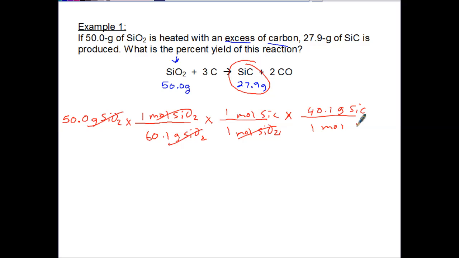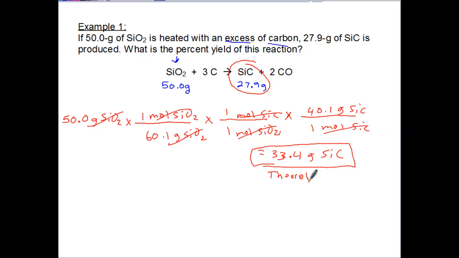And we arrive at an answer of 33.4 grams of silicon carbide. This is our theoretical yield right here. This is what we're supposed to get. Now, if we read the problem again, it says that we actually got 27.9 grams produced. So we need to plug this into our percent yield formula.